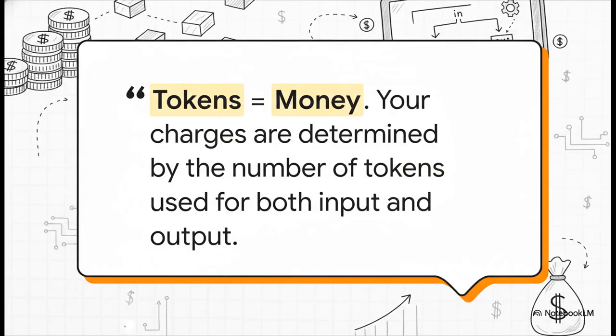And here it is, the most important slide of them all, probably. Tokens equal money. Period. Every single token you send to a model and every single one it sends back hits your bill. This isn't just some abstract technical limit. It's a real financial one. For us developers in this new world, writing efficient, token-conscious code is now a core part of the job.